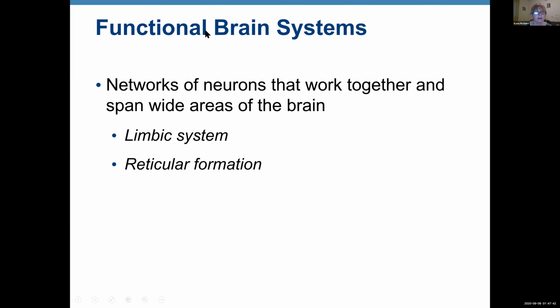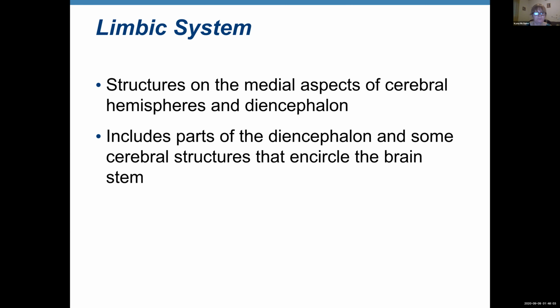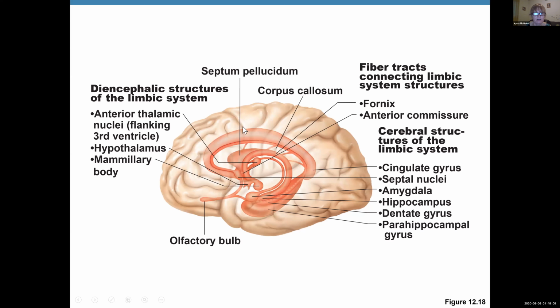Now we also have two more functional brain systems. We talked about the cortex, we talked about the cerebellum, but we have two more functional brain systems discussed in this chapter, and they are the limbic system and the reticular formation. So let's see what the limbic system is. The limbic system is an extremely complicated system, and it's not an anatomical part, it's a physiological part. So it includes different anatomical structures.